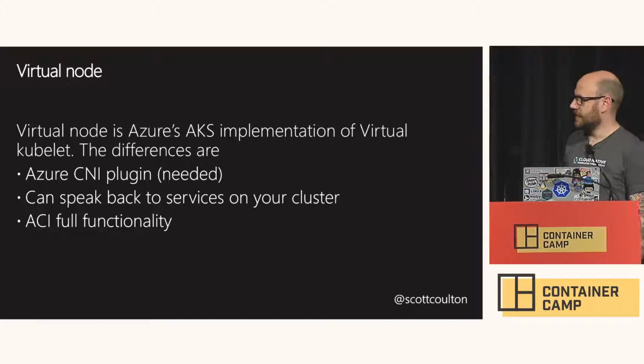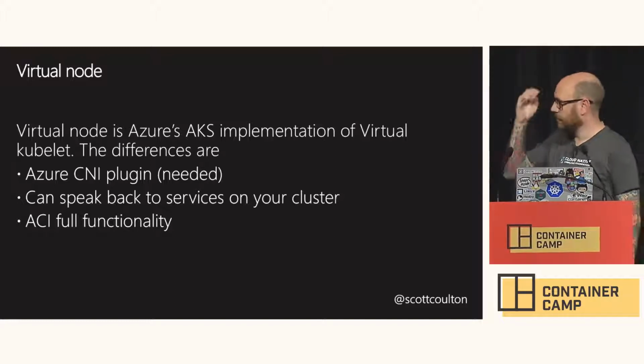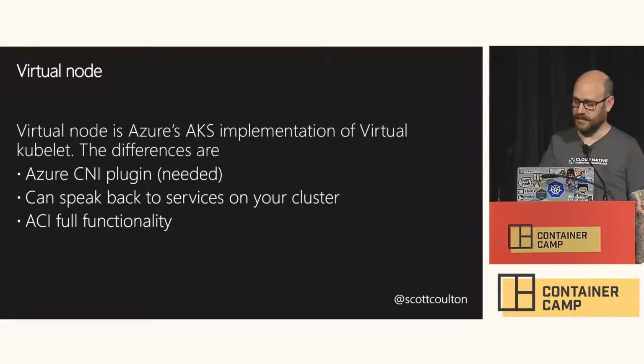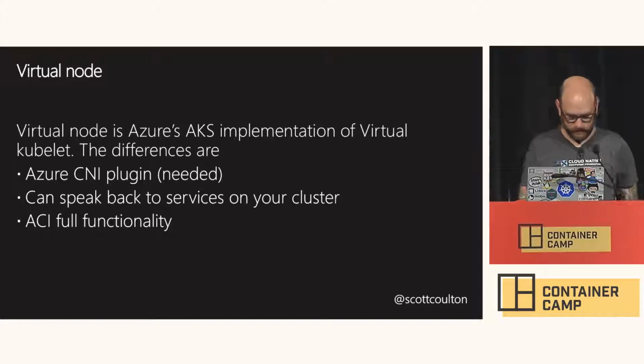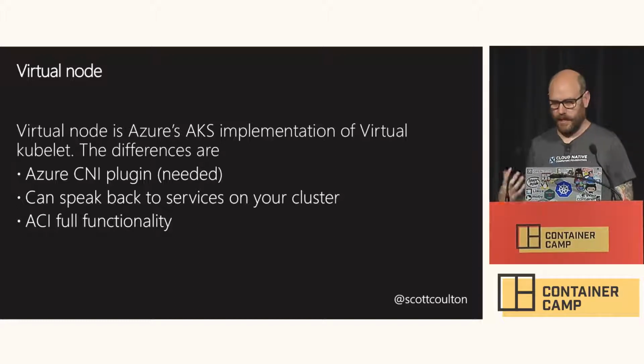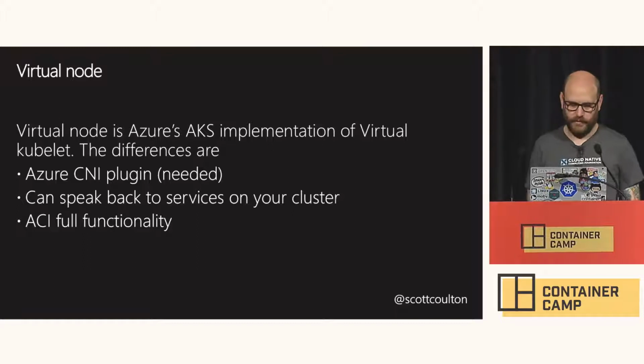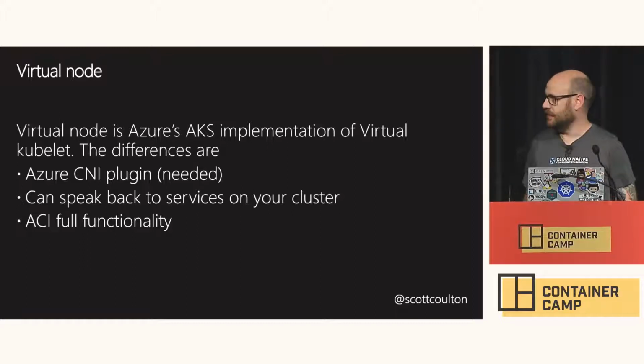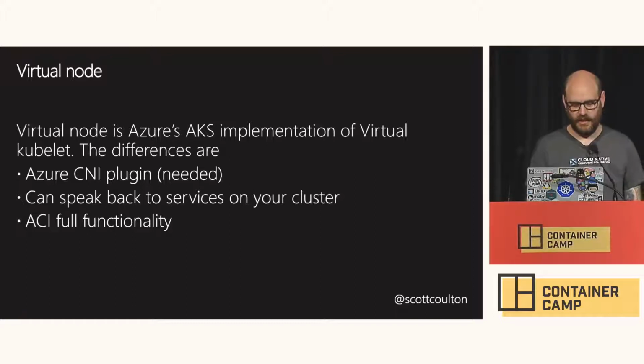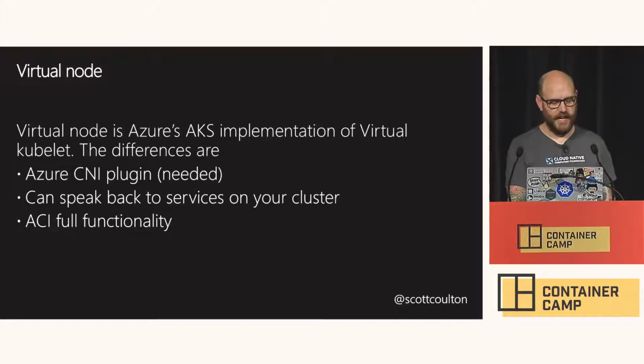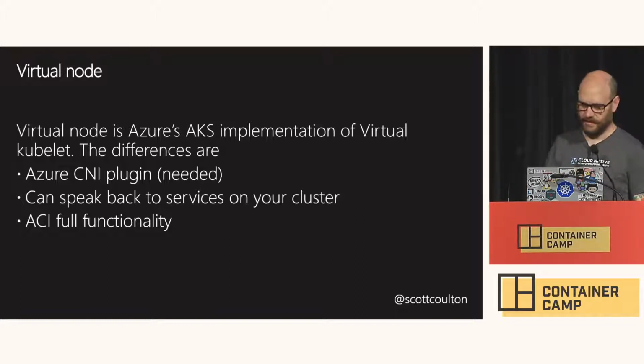What that will do is create a VNet that talks to ACI, and the traffic will route over that instead of over the public. So that's definitely something that you want to do from a security point of view. And all the services can speak back and forth. So that's really good. So if you've got services and there's like a service endpoint, you can speak back. Most people want that functionality. And it's still the full functionality that we showed on ACI before, so GPU, Windows, and Linux support.